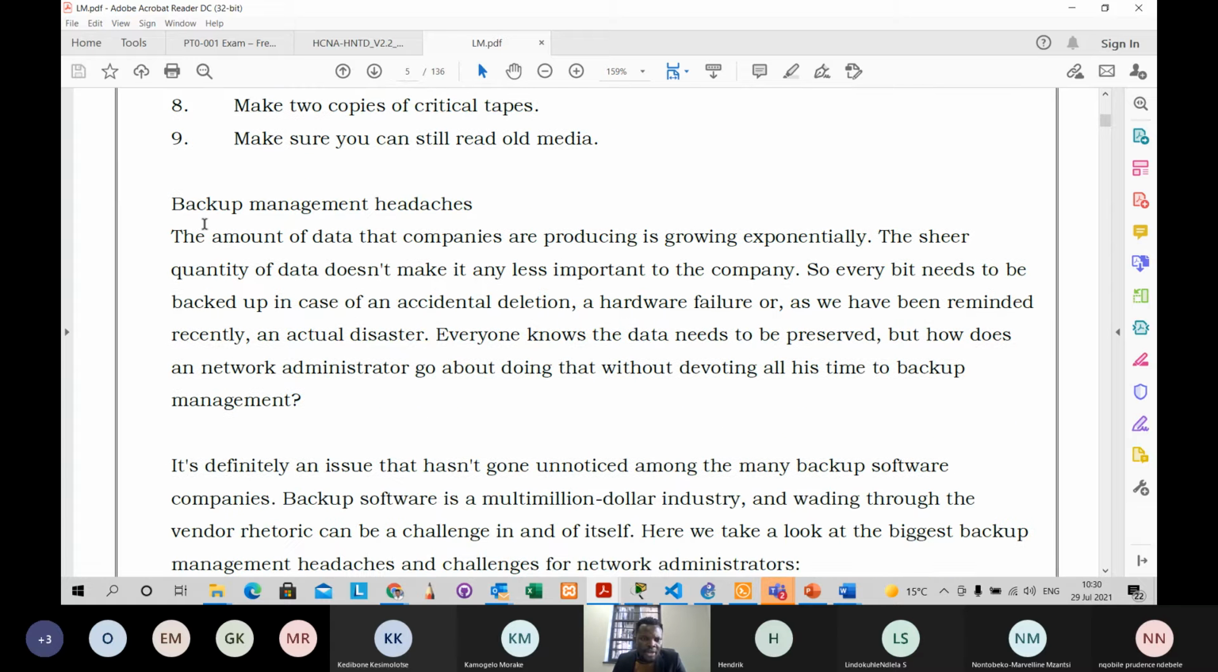All right, backup management headaches, right? When it comes to backup, you have to make sure that you back up all the information. There is some information that is really critical, whereby you have to have an exact copy stored somewhere, so that if the system fails, the other one kicks in. So we have different types of backups. We're going to talk about backups. I'm not sure which module it is.